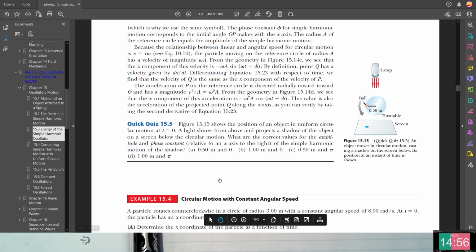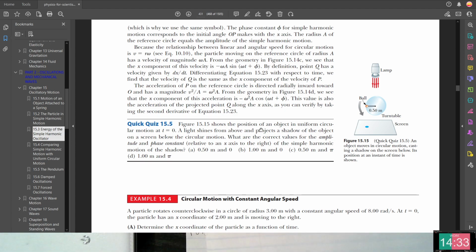A particle rotates counterclockwise in a circle of radius 3 meters with a constant angular speed of 8 rad per second. At time equals 0, the particle has an x-coordinate of 2 meters and is moving to the right. Determine the x-coordinate of the particle as a function of time. Okay.